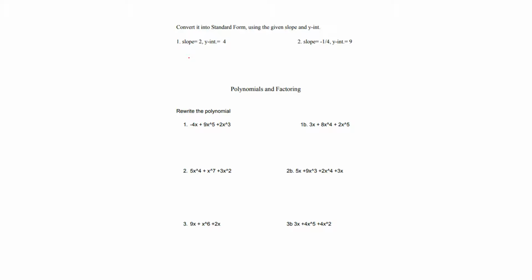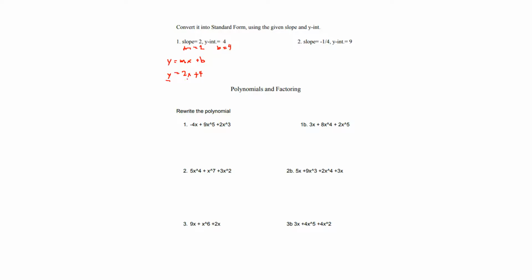This next part, you need to convert into standard form given the slope and the y-intercept. So number 1, the slope is 2, or you could rewrite it as m equals 2, and the y-intercept is 4, or b equals 4. The reason I'm writing it as m and b is because you have the slope-intercept form, y equals mx plus b. So you could just substitute these in. So it's y equals 2x plus 4. But obviously, this isn't standard form.